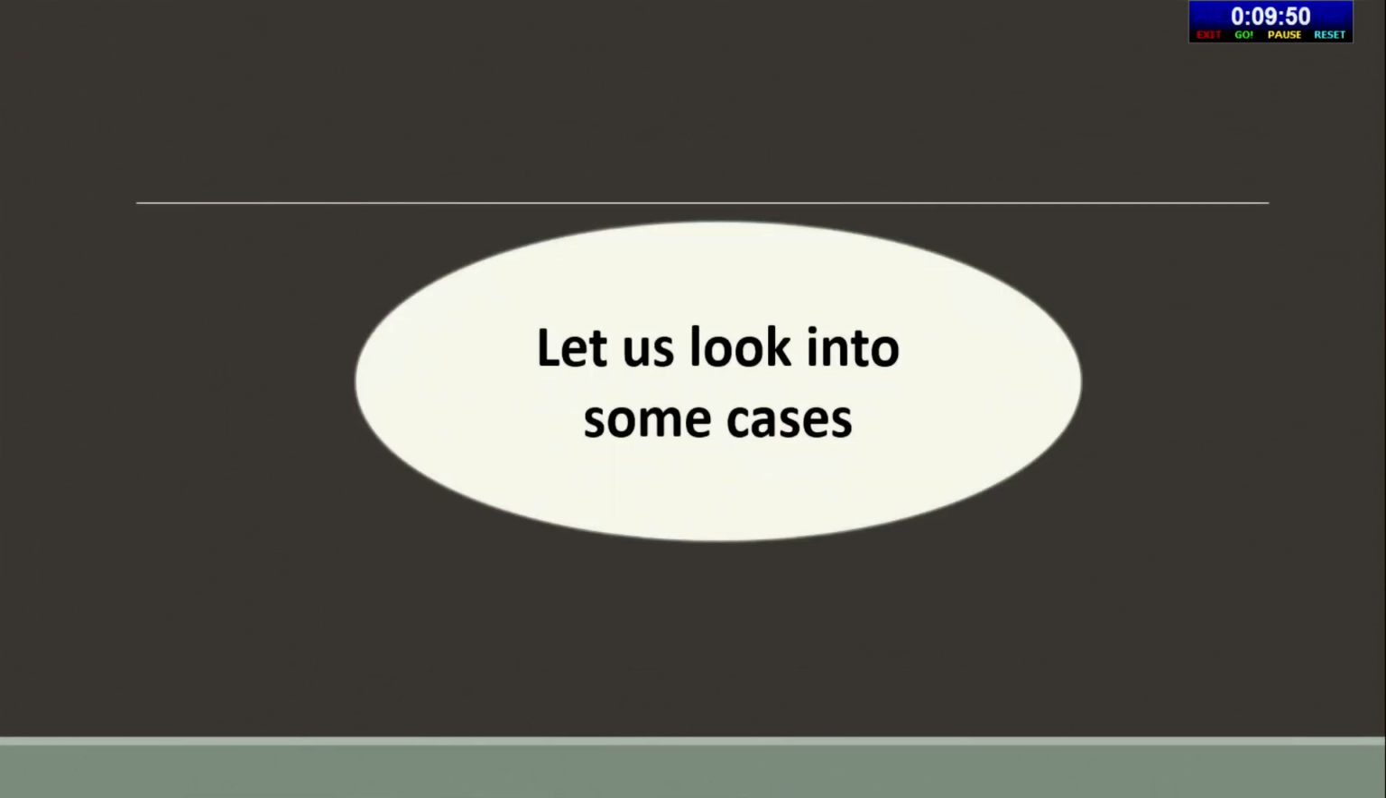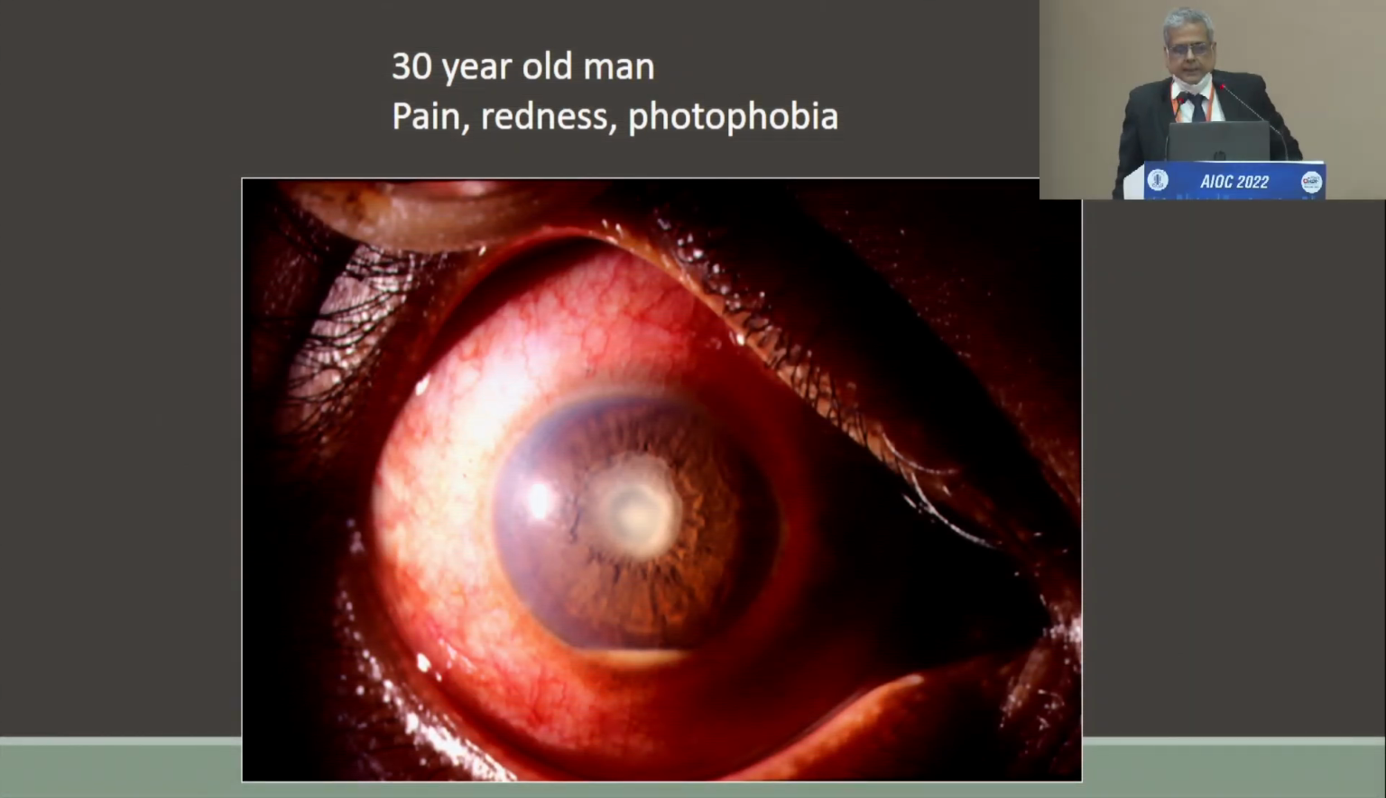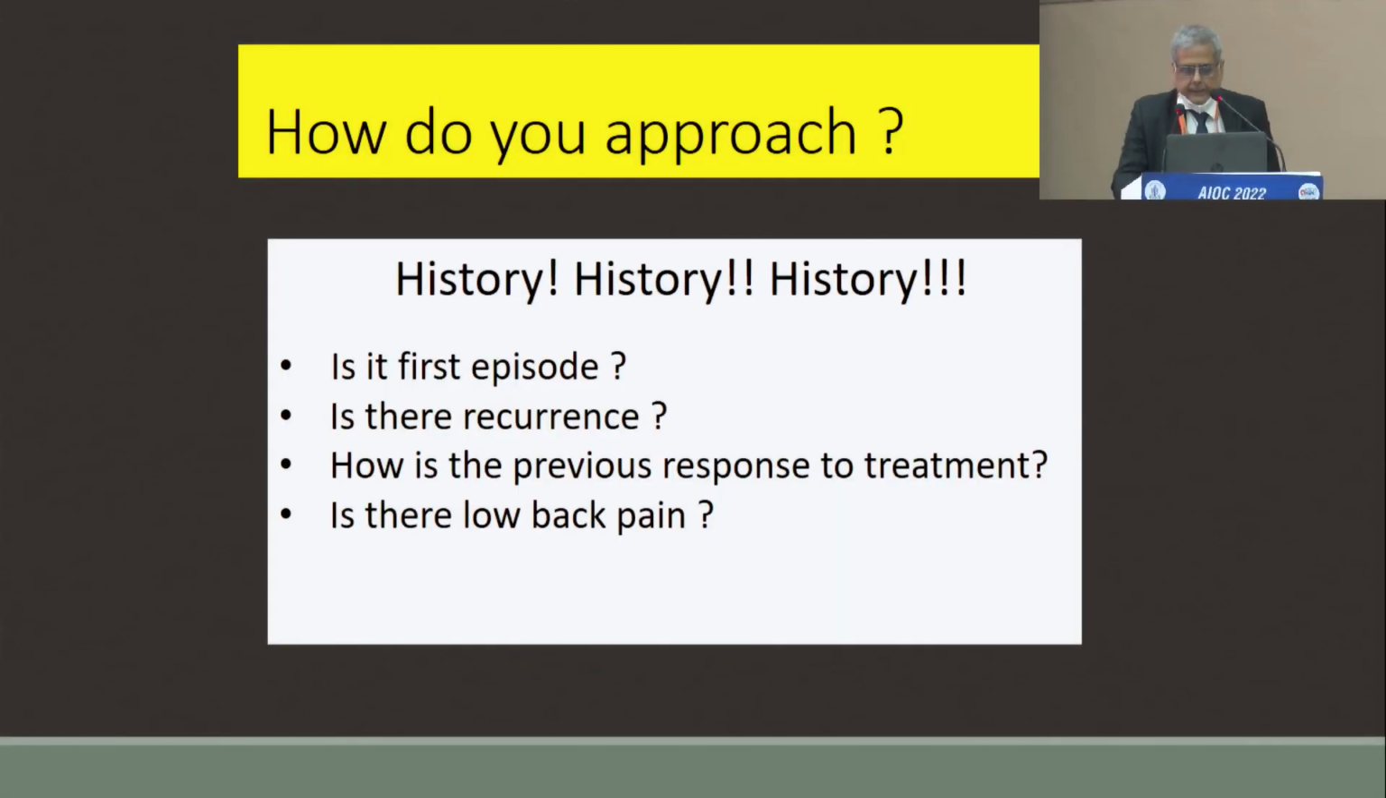So let us look into some cases. This is a 30-year-old man with pain, redness and photophobia. Since this is the last talk, you can make it interactive and ask everybody. How do you approach it?